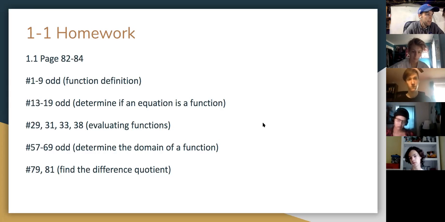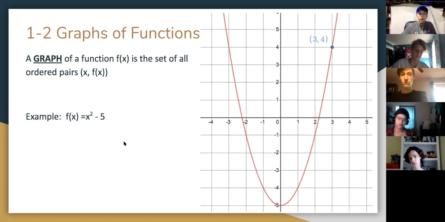All right. I'm going to move on to 1.2. I'm not sure how far we'll get. We have about 10 minutes right now. Okay, 1.2 is focusing a lot on the graphs of functions, and graphs are all over the place. Some people like graphs, some people hate graphs, but a graph is really just a visual representation of all the possible input-output pairs that a function has, right?